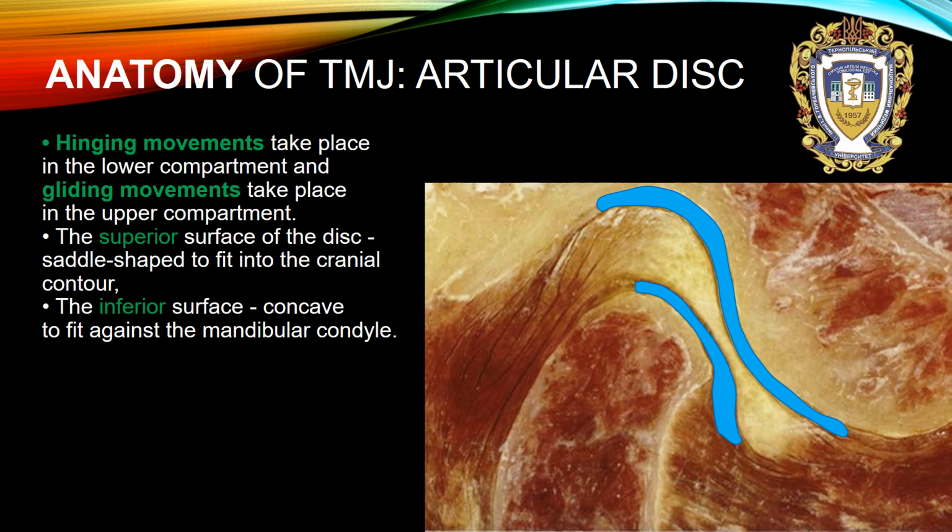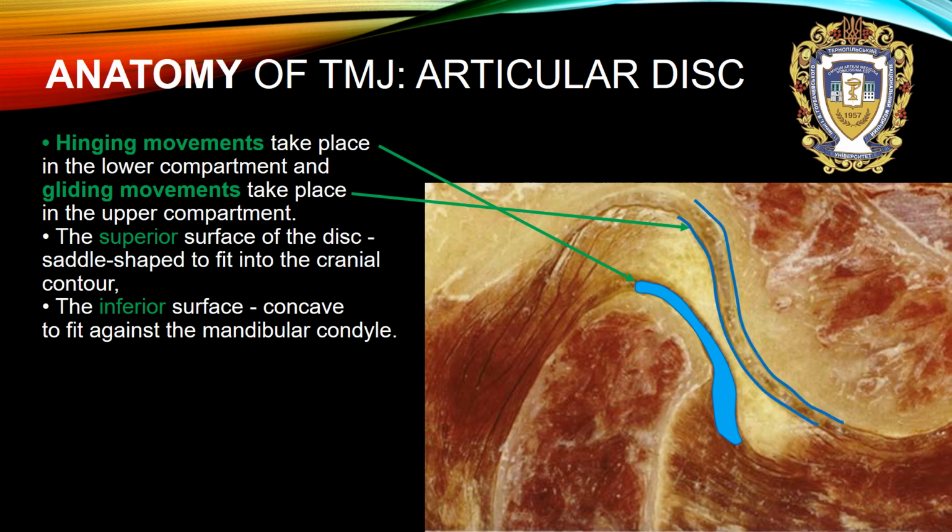In the TMJ, there are two kinds of movements, hinging movements and gliding movements. You need to know that hinging movements take place in the lower compartment, and gliding movements take place in the upper compartment. The superior surface of the disc is saddle-shaped to fit into the cranial contour, and the inferior surface is concave to fit against the mandibular condyle.